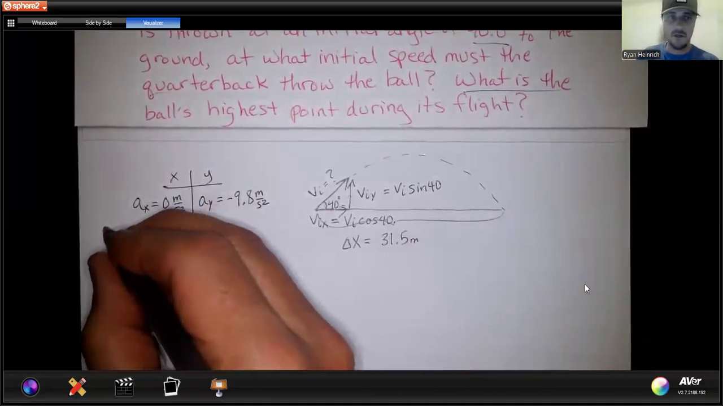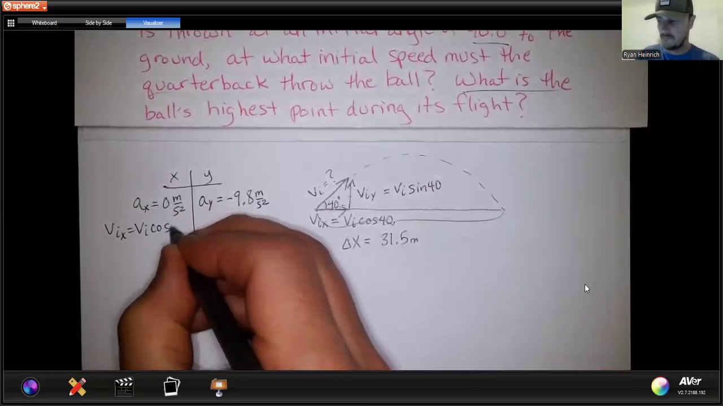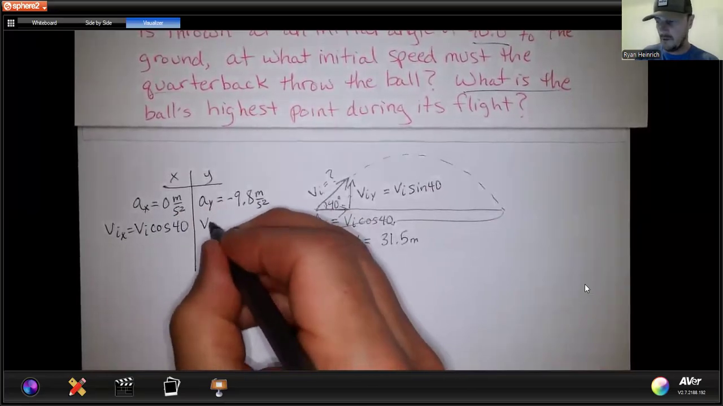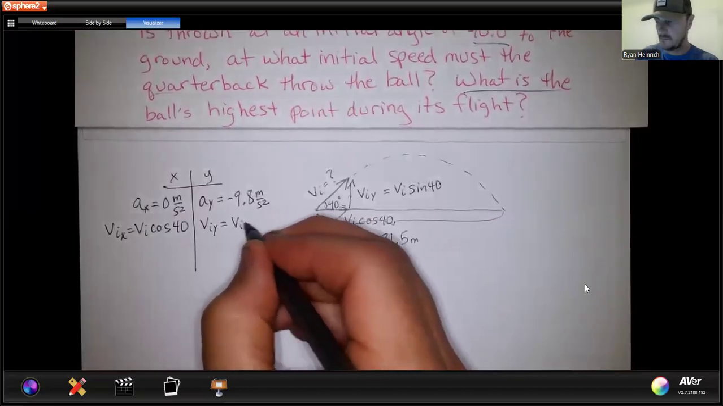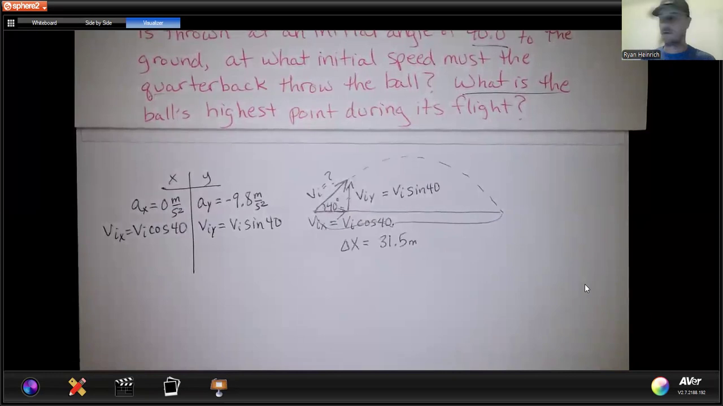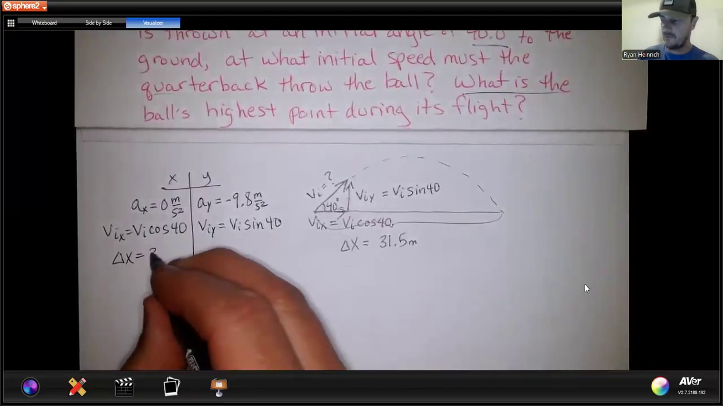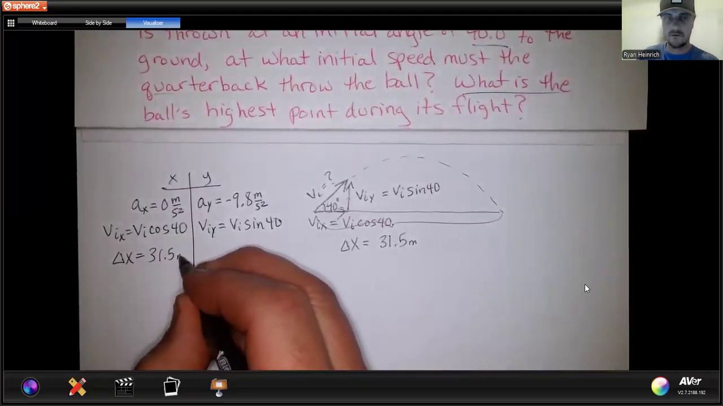So we know that our VIX is that, and our VIY is that. Okay. Now, what else do we know? Well, we know delta x. They're actually giving us delta x. It goes downfield 31.5 meters.